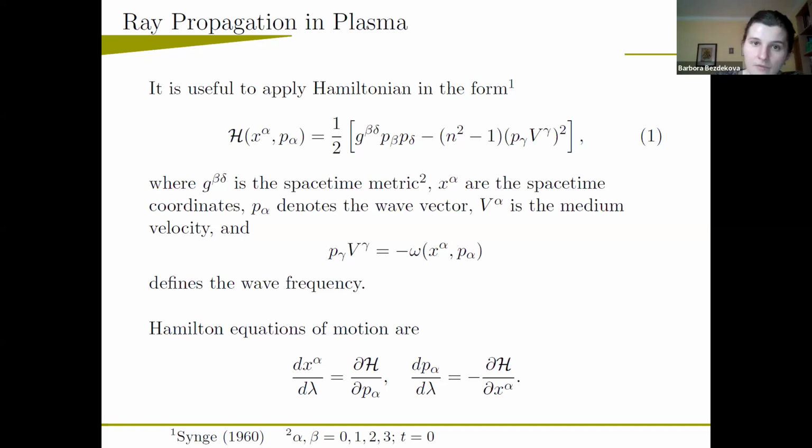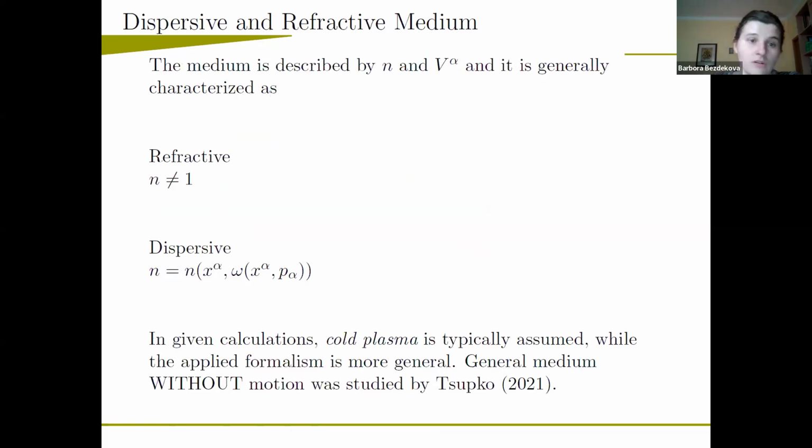So what I want to do is to write down the Hamiltonian, and then from it I can define the properties for the light propagation. I mentioned medium several times. Usually this medium is supposed to be dispersive and refractive, just to be sure what I mean.